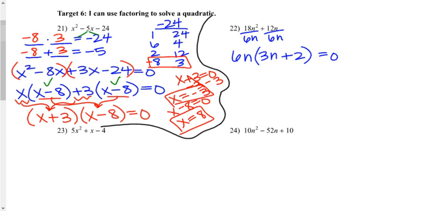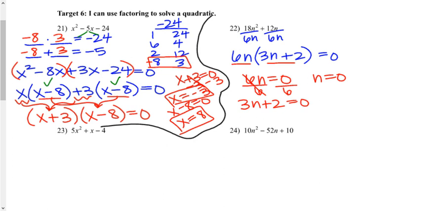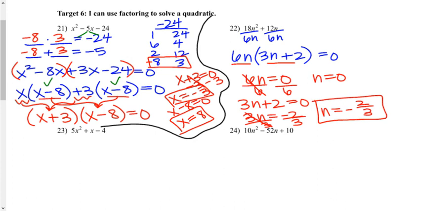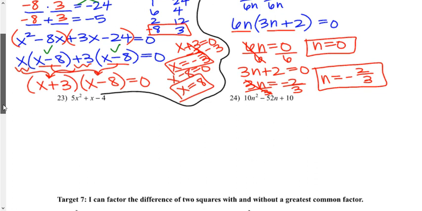So now I'm done. All I have to do is set both of those factors equal to 0 and get an answer. So 6n equals 0. To get n by itself, I'm just going to divide by 6, and I get n equals 0. And then 3n plus 2 equals 0. When I subtract 2 from both sides, I get 3n equals negative 2. Then I divide by 3, and I get n equals negative 2/3. So here are my two answers.